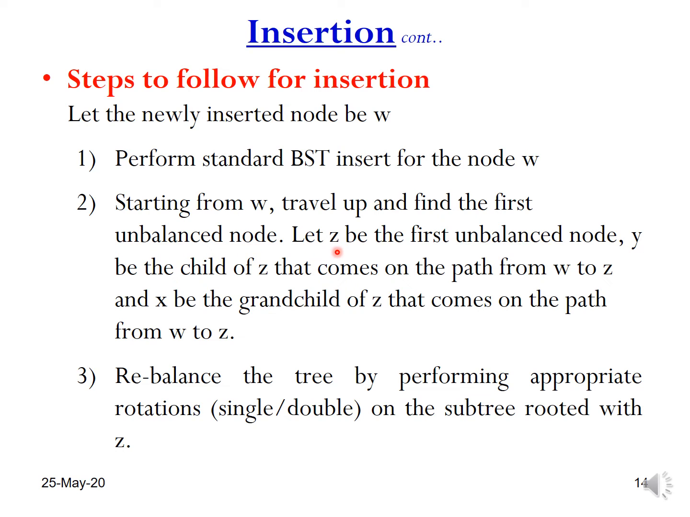Let us say Z is the first unbalanced node, Y is the child of Z that comes on the path from W to Z, and X is the grandchild of Z that comes on the path from W to Z. Step 3: rebalance the tree by performing appropriate rotations. If the balance property is disturbed, we will perform single and double rotations on the subtree that is rooted at Z.